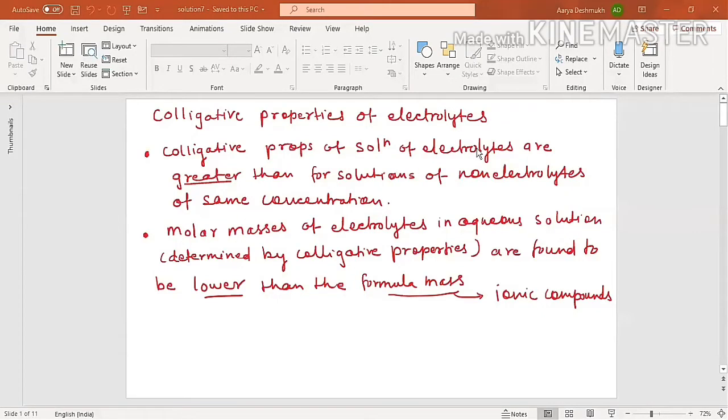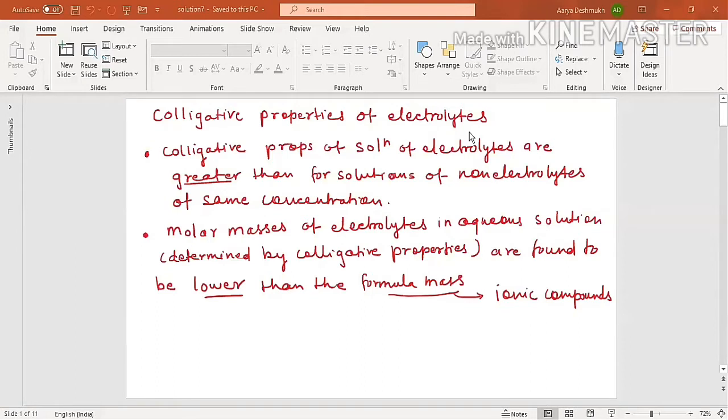Colligative properties of electrolytes. Up till now, we talked about the colligative properties of non-electrolytes. The solute that we were adding was a non-electrolyte. Here now we'll talk about the colligative properties of electrolytes. Electrolytes are those which ionize when dissolved in water.